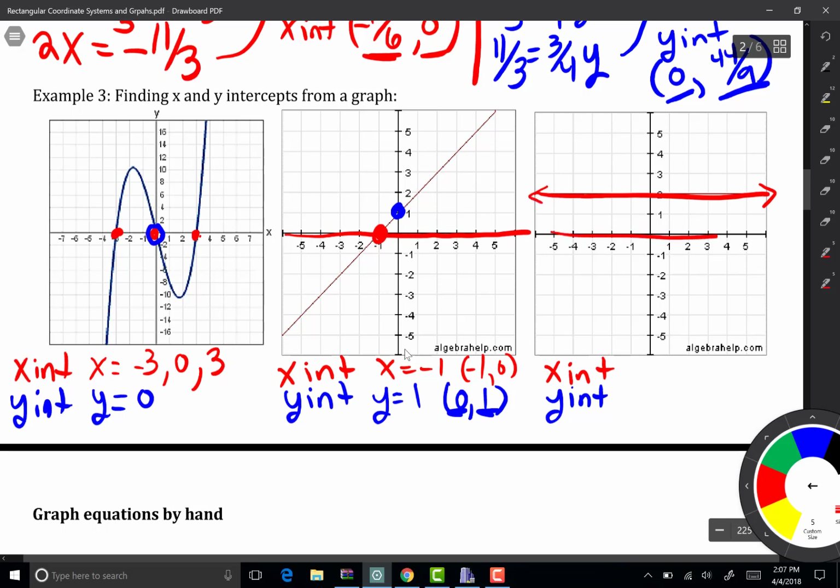For the last graph, here's my equation graphed. Here is my x-axis. They never cross. This graph right here never touches or crosses the x-axis. So this is a special case where there is no x-intercept. The y-intercept, however, crosses right here. So my y-intercept is going to be y is equal to 2. And if I write it as an ordered pair, it's going to be 0, 2. It's the value of y when x is 0.